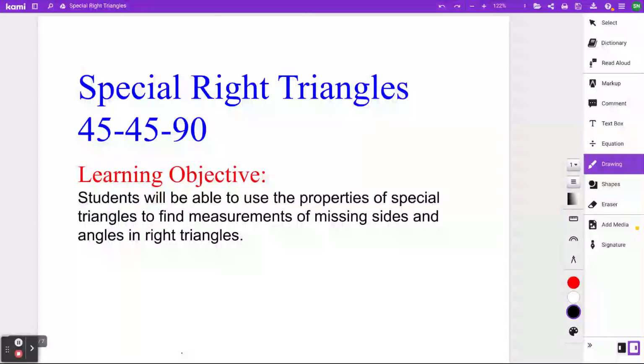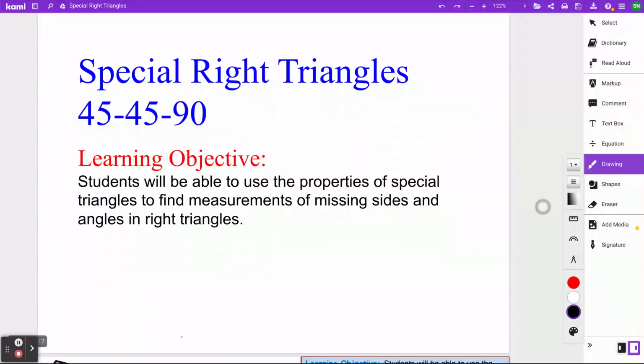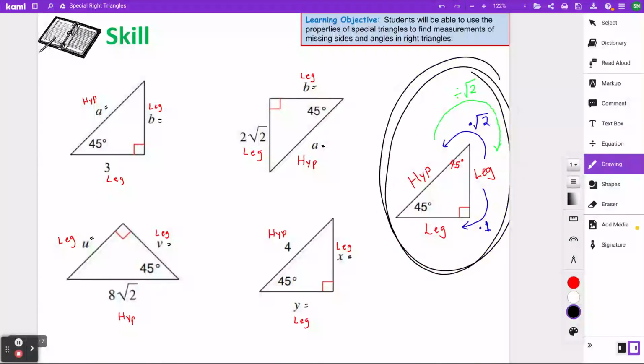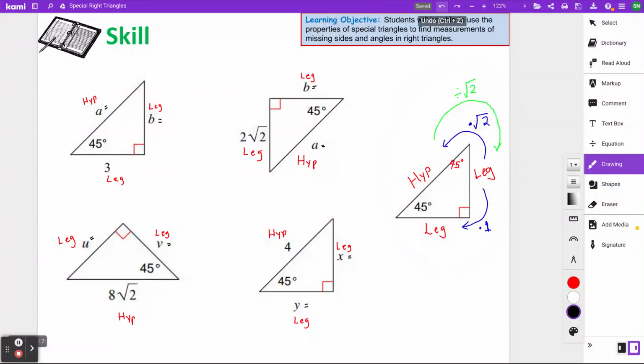Hello, in this video you will find the measurement of missing sides for 45, 45, 90 special right triangles. In the introductory part of special right triangles, I showed how this shortcut works. Today I'm going to show it with numbers for the examples on the left. I have pre-labeled the triangles so that you see exactly what each side is called.